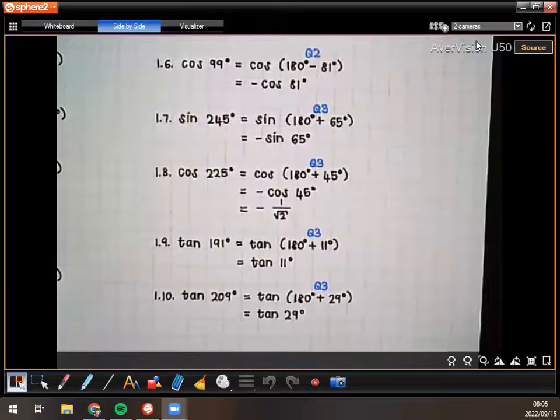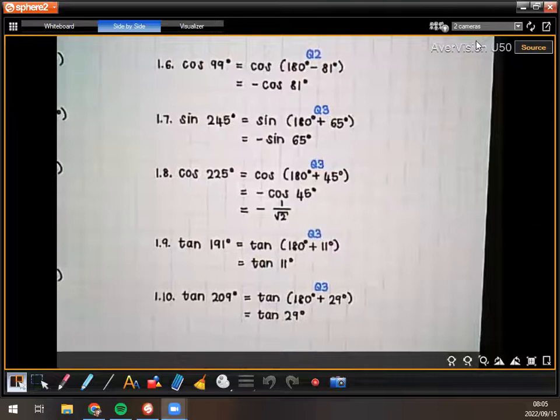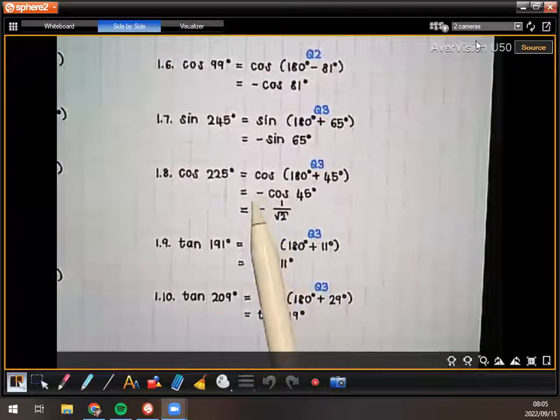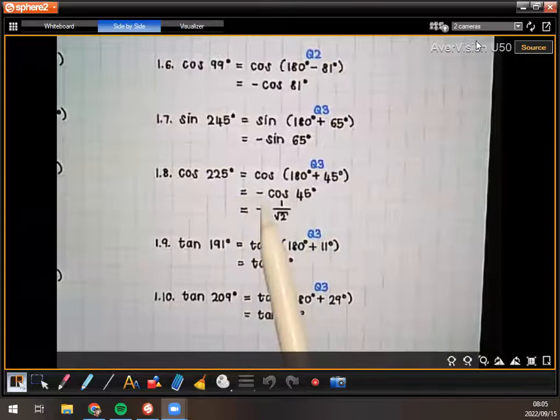All right, 1.6 to 1.10, guys, it actually was one where you had to use the 45-degree angle. Sorry, I didn't notice that one. For the others, they are all the same, but for cos 225, you would write that as 180 plus 45, which is in the third quadrant. Cos is negative in the third quadrant, so you write that as negative cos 45, and then that is negative 1 over root 2.